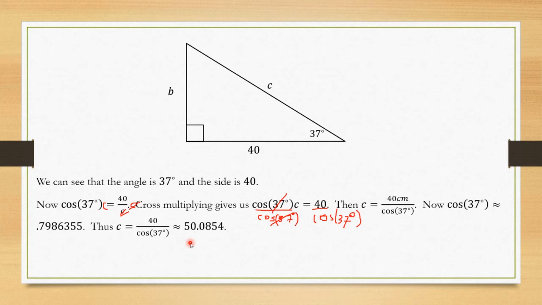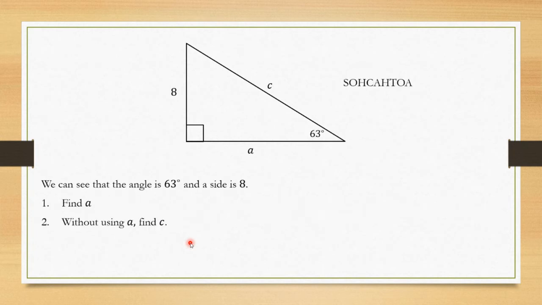Okay, well, let's do another one then. I know these problems can be kind of tricky. So here we have another triangle. I'm telling you this angle here is 63 degrees, and the opposite side is 8. Before we knew the adjacent side. Now we know the opposite side instead. So we have to figure out what the adjacent side, A, is, and the hypotenuse, C, is. First we're going to figure out A. Then, without using A, we'll get C.